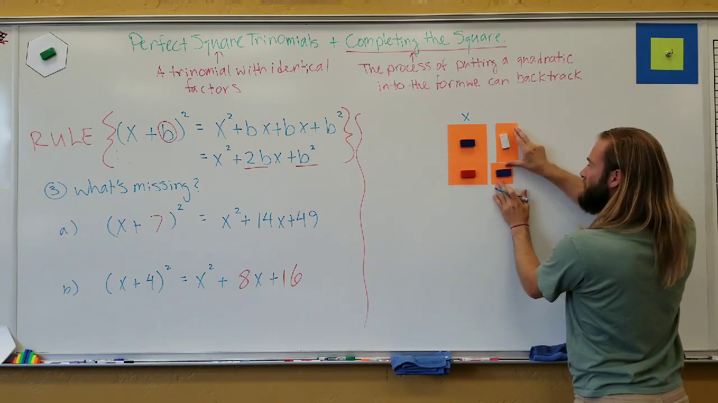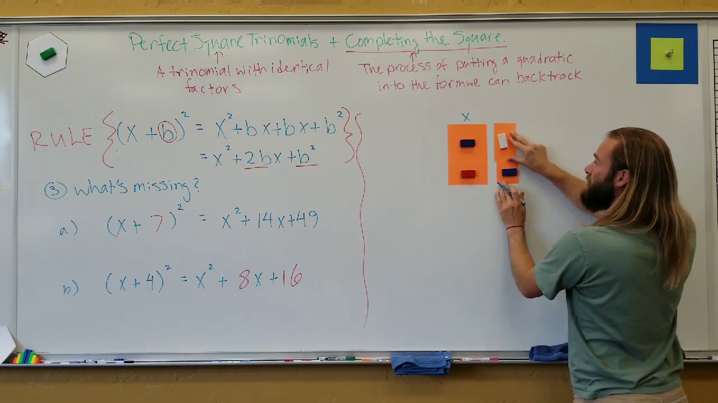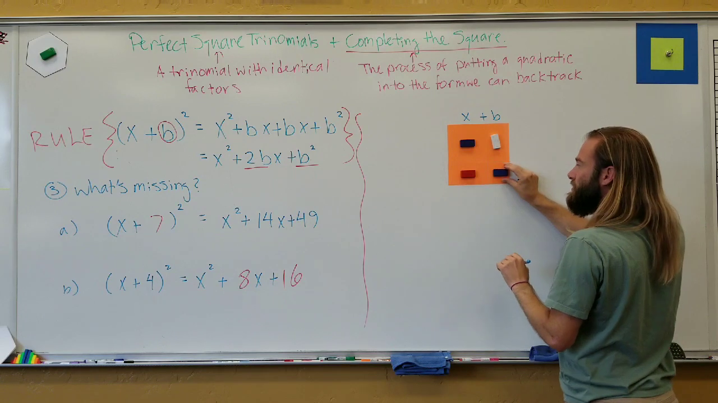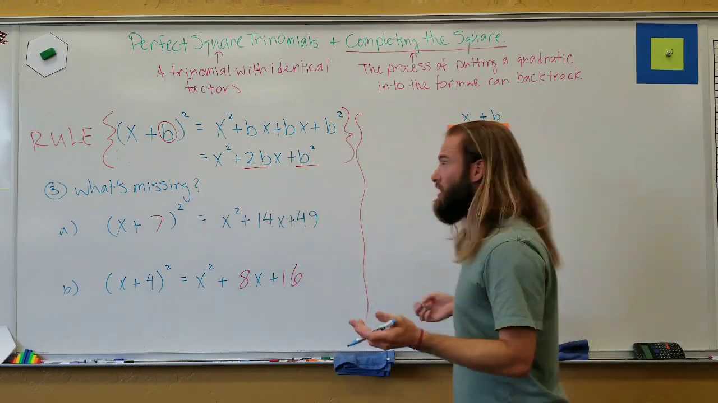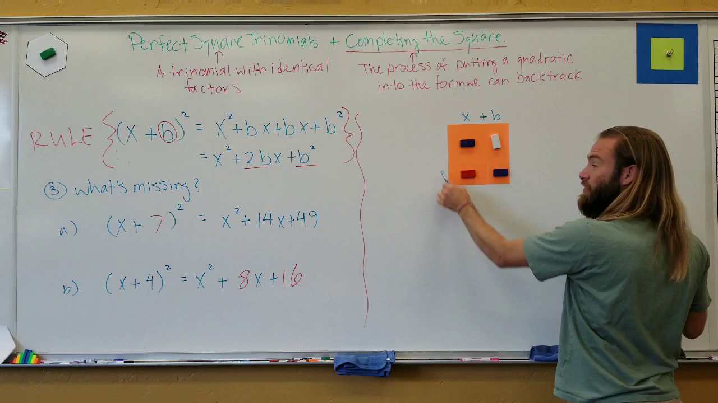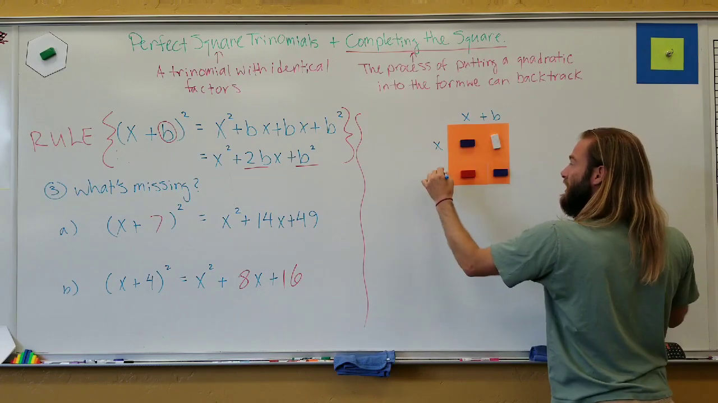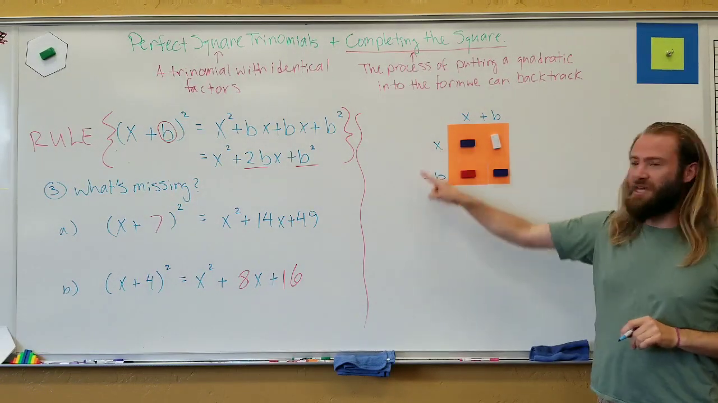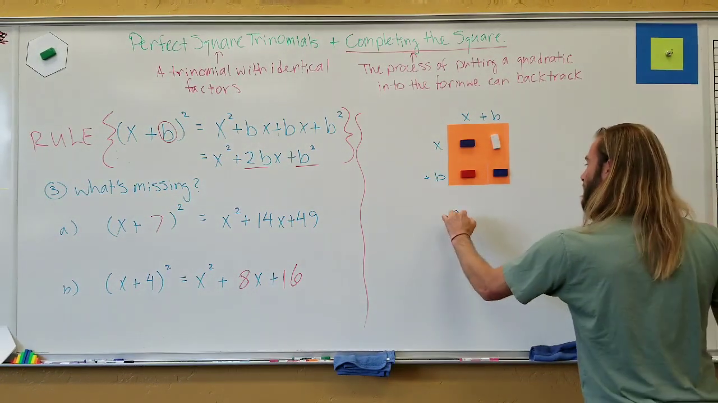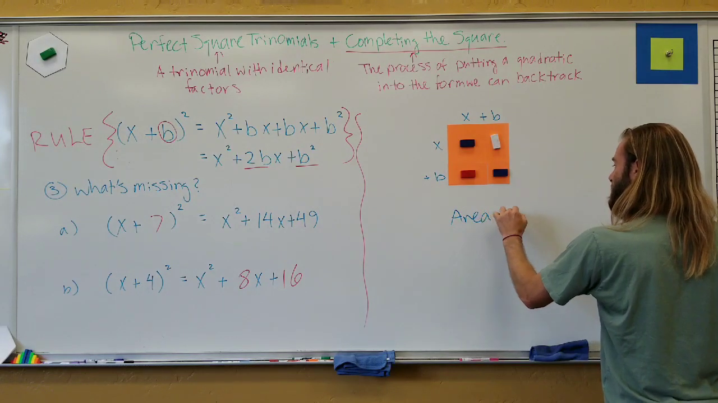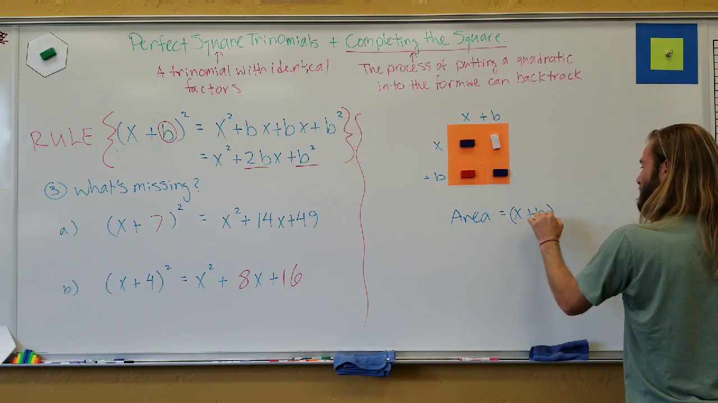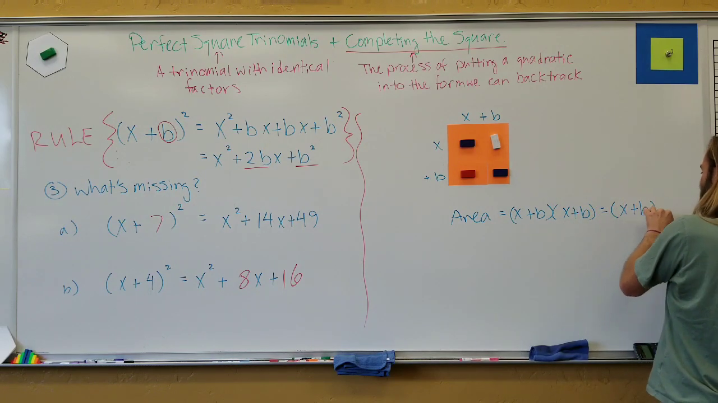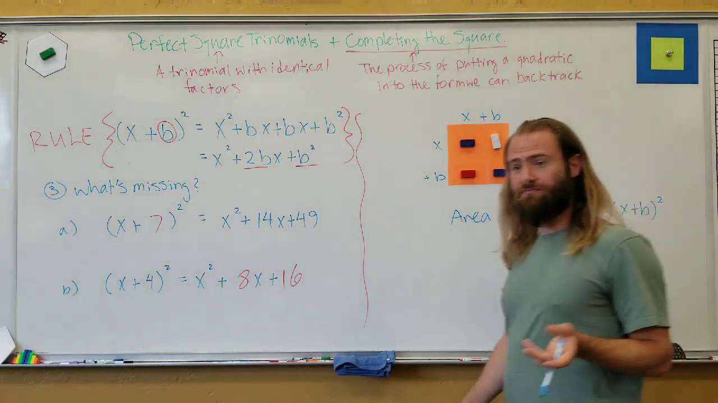So let's say that's x, and let's say this much is b. So we're going to call this x plus b, and that should look familiar because over there we have x plus b squared. Well, if this is x plus b, and the whole thing is a square, then this should be x, and that should also be plus b there, right? So of course, what's the area of the whole thing? The area is equal to x plus b times x plus b, or you could just write x plus b all squared, right?